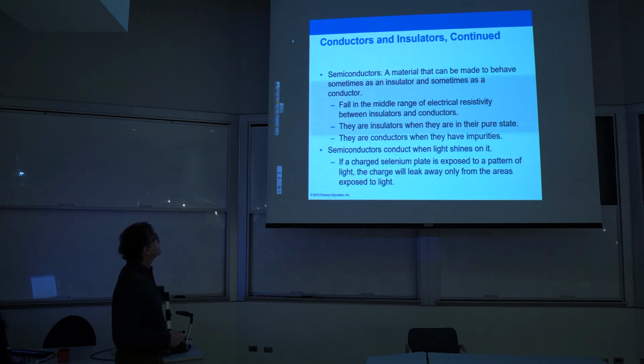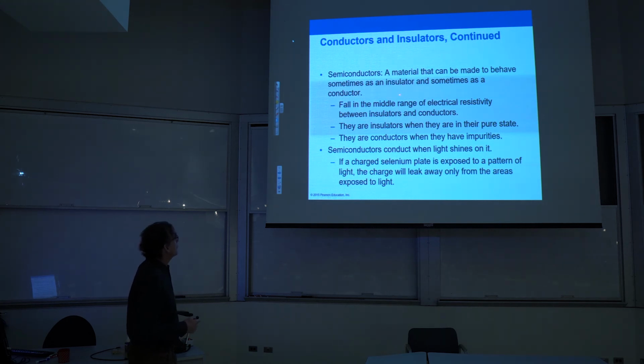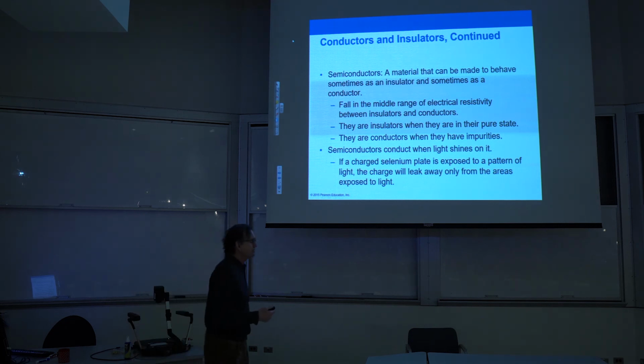There's another class of materials called semiconductors. It's a material that can be made to behave either as an insulator, or sometimes it can be slightly conductive. It's never as conductive as a copper or aluminum bar, but it can have some conductivity, and it falls in the middle range of electrical conductivity or resistance. If you want to look at the opposite of conduction, we call that resistance. It's in the middle range between a true insulator and a true conductor. Semiconductors are used quite frequently in electronics.